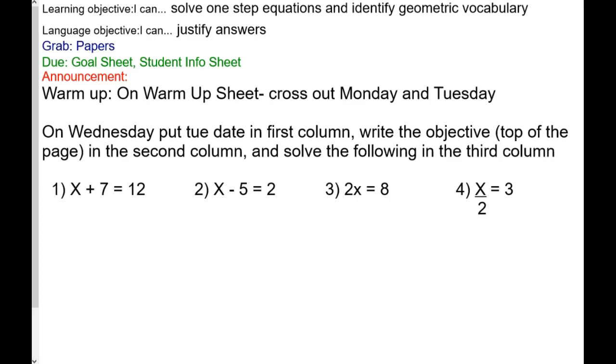So, on our warm-up, you've written down the date and the objective. So our objective today is to be able to solve one-step equations and identify geometric vocabulary. So we're going to get to that vocabulary later.